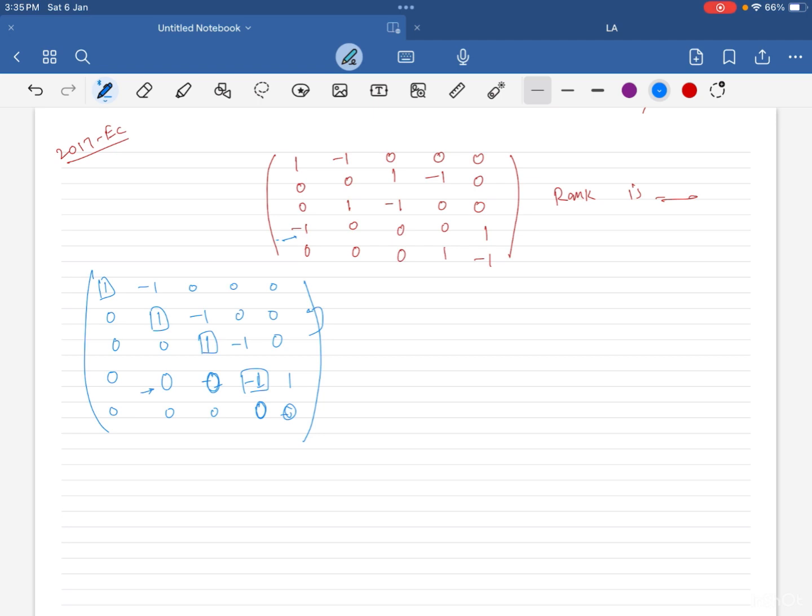So you see how many columns are the pivot columns. So this one, this one, this one, and this one. So the rank of this matrix will be 1, 2, 3, 4. So 4. So the rank of this matrix is 4.